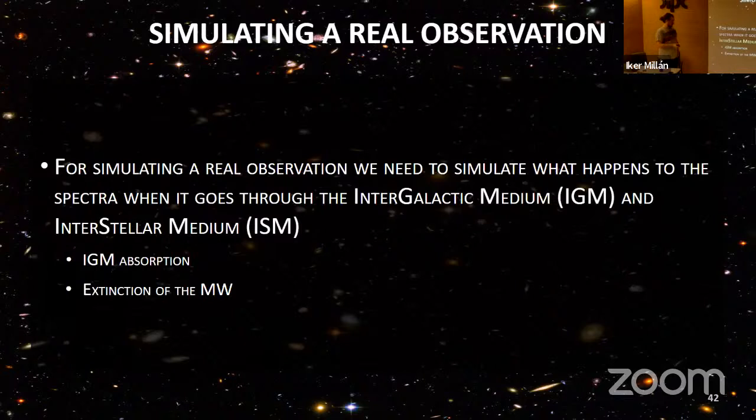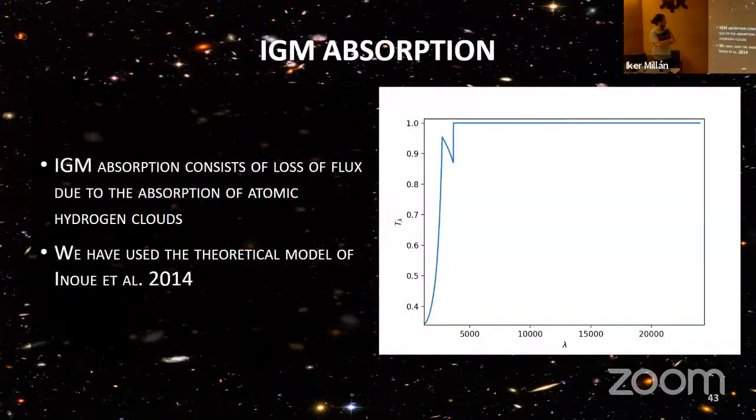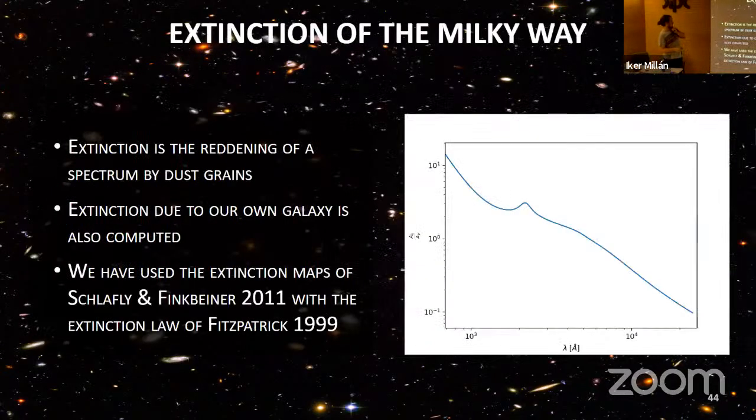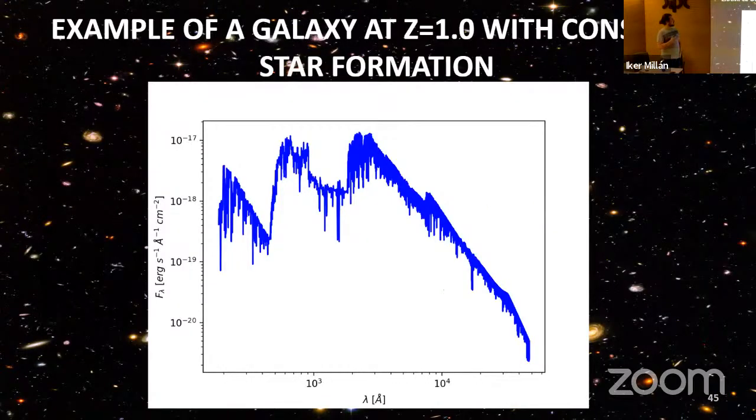Also, if we want to simulate the observation, we have to simulate some effects that happen to the spectra when it passes through the intergalactic medium or extinction of the Milky Way. For the absorption of the intergalactic medium, we have used Inoue 2014. And for the extinction, we have used Fitzpatrick with an extinction map of Schlafly and Finkbeiner. And this is an example.